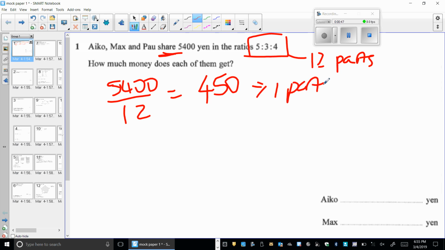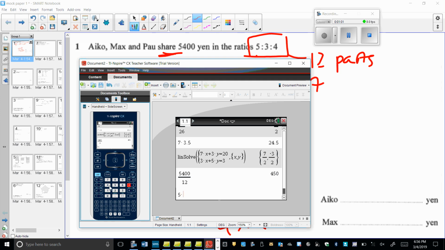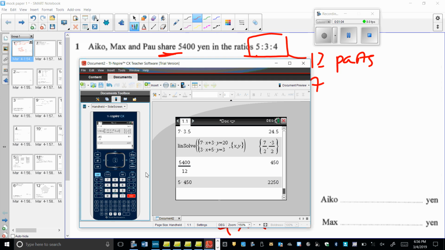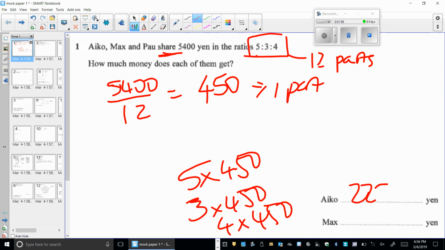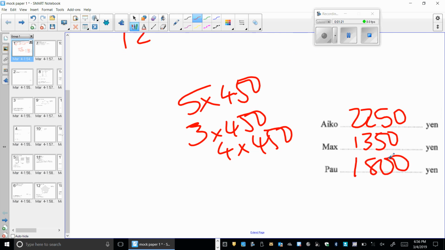So if this person gets 5 parts, that's going to be 5 lots of 450. This is going to be 3 lots of 450 and 4 lots of 450. That's what we can do now. 2250. You can work those out. So it's 1350 and 1800. Okay.